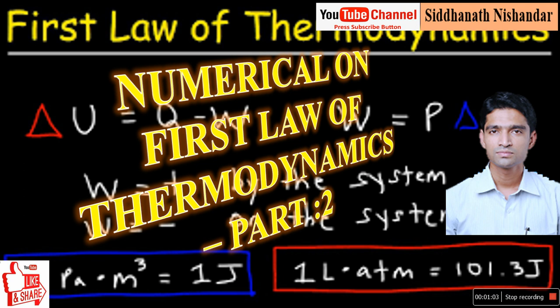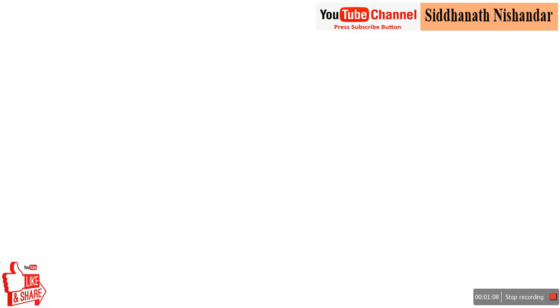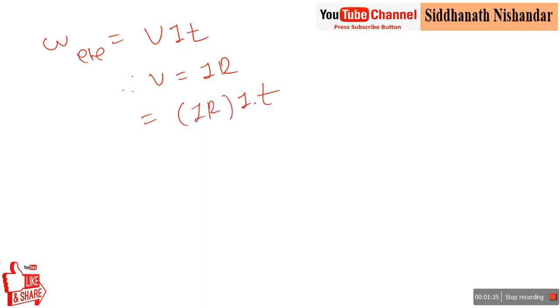Now we start with the next numerical. Before starting the numerical, we study some formulas we need in further numericals. The first one is electric work. Electric work is nothing but the product of V into I into t. Also we know that V is equal to IR. So putting the value in the electric work equation, we can also write it as I square R t.